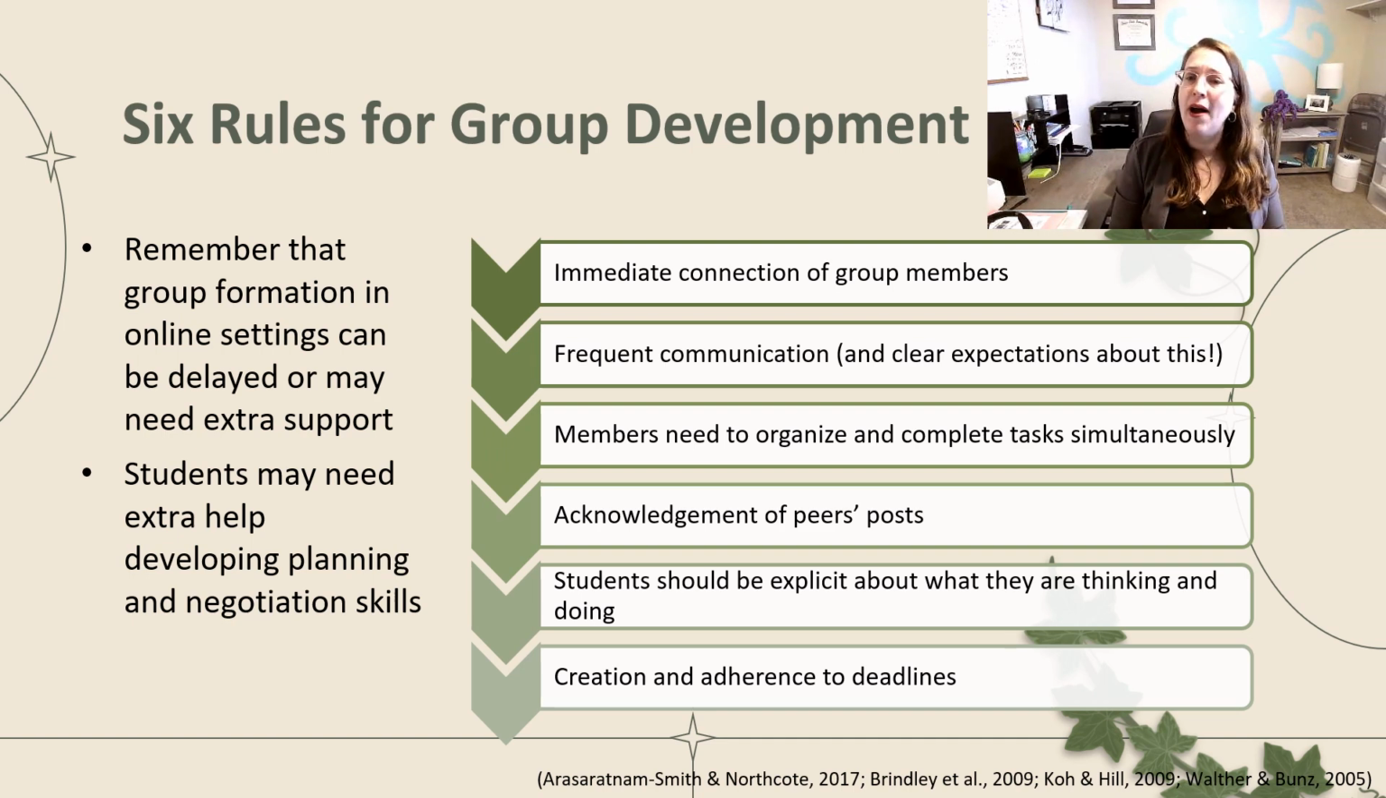The second rule was about communicating frequently. Research shows that when we communicate frequently in online education, it builds trust. And we want trust among our students. They have to be able to trust that their peers will get their part of the group project done, that they'll be able to read each other's posts. And so frequent communication and clear expectations is really important.